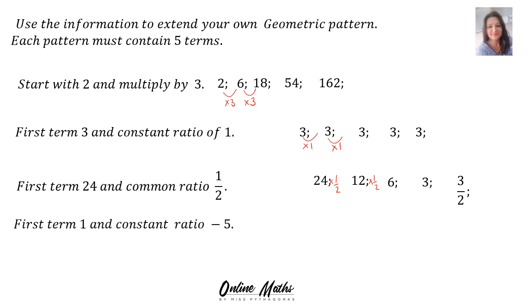First term 1 and constant ratio -5. Then there's your 1. Constant ratio -5 means times by -5. So it's -5. -5 times by -5 is positive 25. Positive 25 times -5 is negative 125 times -5 is 625.